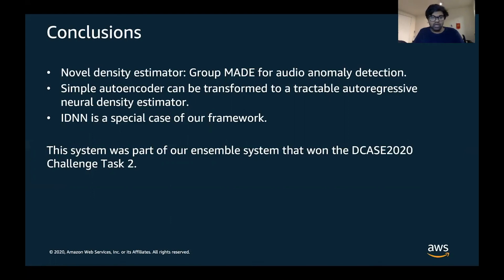To finish this talk, this system was actually part of our ensemble system that we submitted to the DCASE challenge, and it won challenge task 2. You can go to the challenge task 2 results website to see more details.